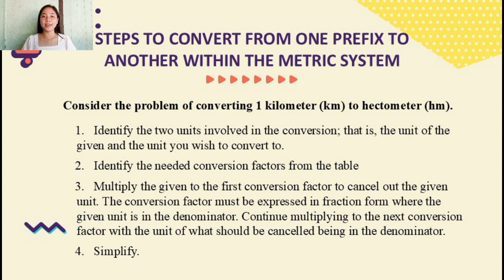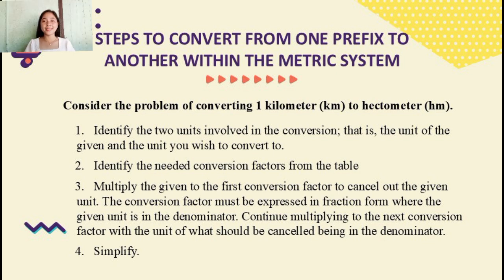The second step is we need to identify the needed conversion factors from the table. For metric units, these are the ratios of the prefixes with respect to the base unit. More than one may be needed. And here are the conversion factors. 1 kilometer is equal to how many meters? 1,000 meters. And 1 hectometer is equal to 100 meters.